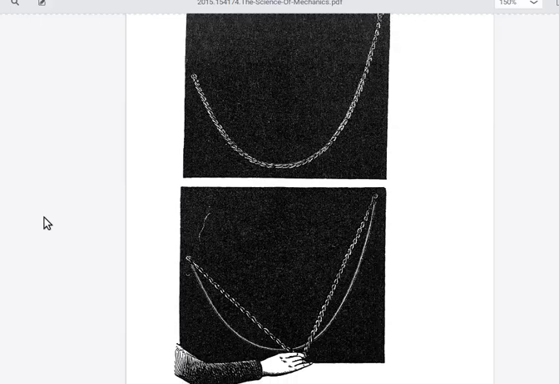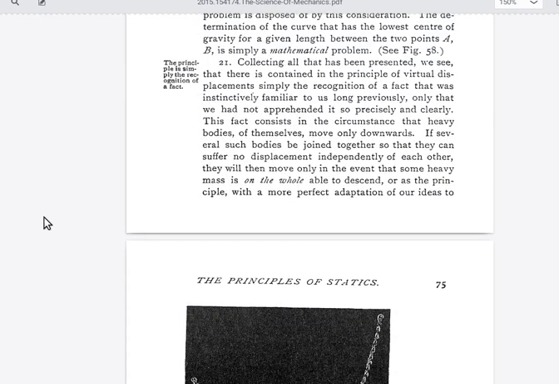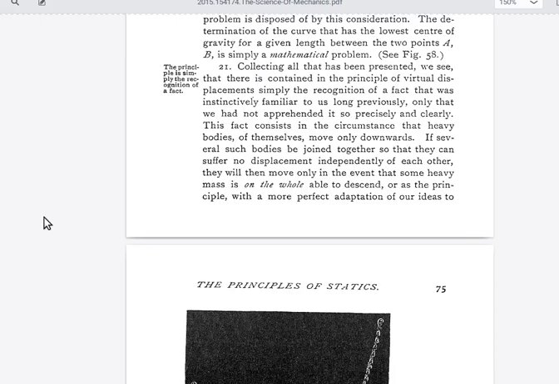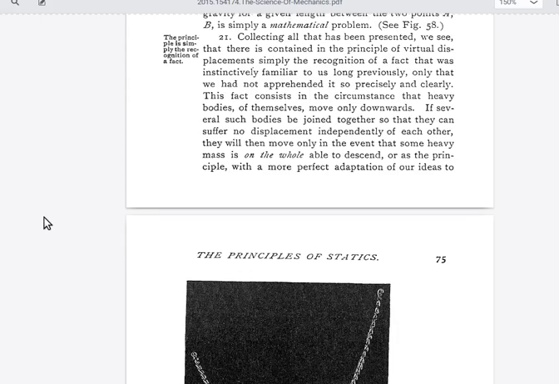Collecting all that has been presented, we see that there is contained in the principle of virtual displacements simply the recognition of a fact that was instinctively familiar to us long previously, only that we had not apprehended it so precisely and clearly. This fact consists in the circumstance that heavy bodies never displace themselves, move only downwards. If several such bodies be joined together so that they can only find displacement independently of each other, they will then move only in the event that some heavy mass in the whole is able to descend, or as the principle expresses it, only in the event that work can be performed.